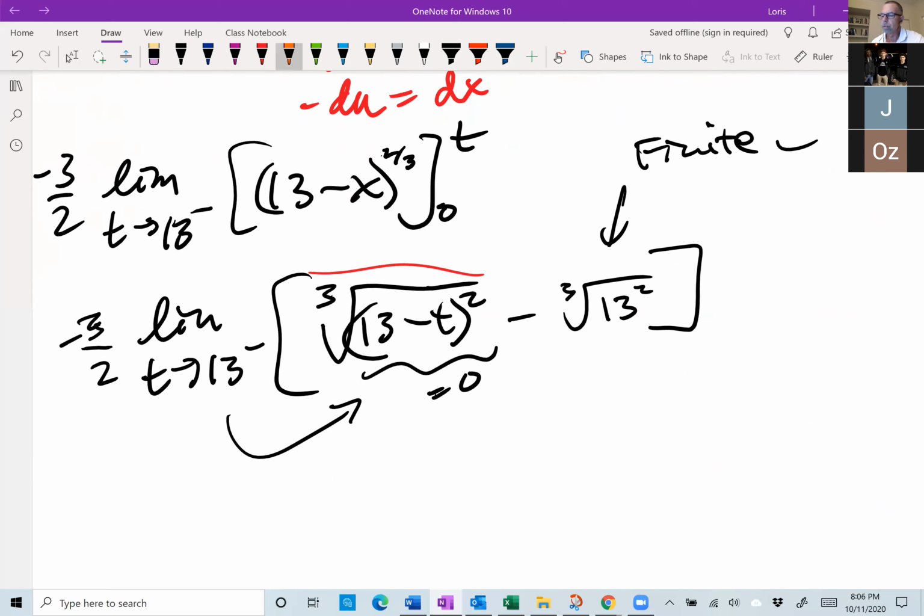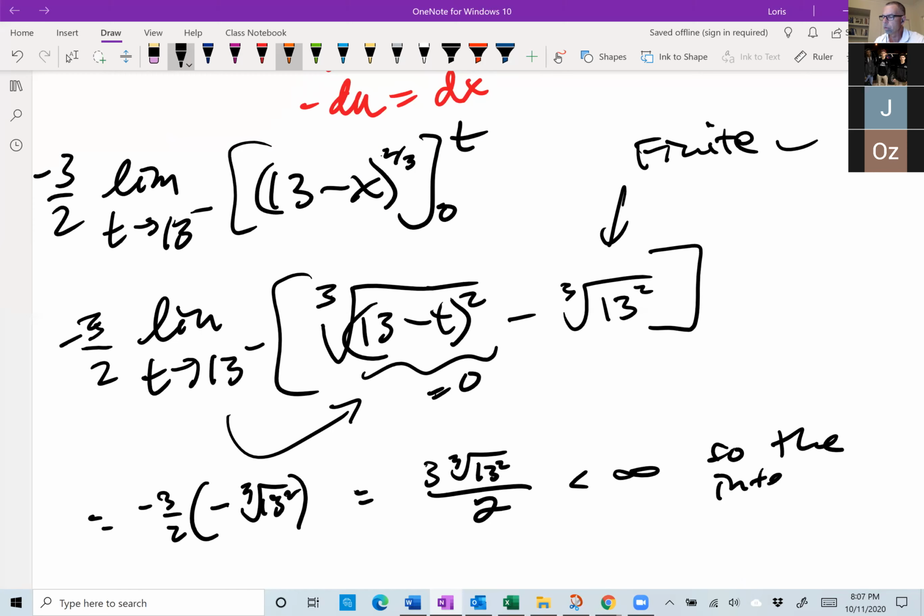We're cool. So this one's going to be 0, and then we get negative 3/2 times negative cube root of 13 squared. I don't know what that is and I don't care. It's less than infinity. Done. It's minus minus, so it's positive. So it's positive 3 times the cube root of 13 squared over 2. That's less than infinity, so it's convergent. So the integral is convergent.